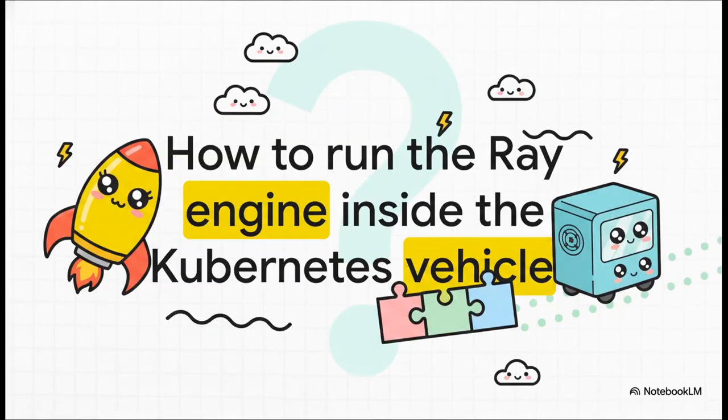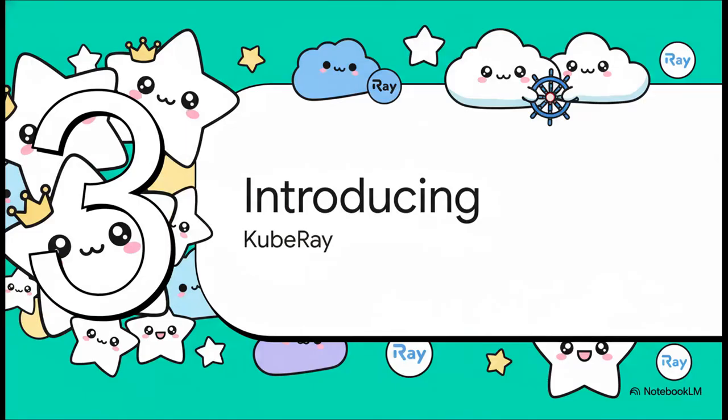And this leads us to the next critical question. If Ray is the engine and Kubernetes is the vehicle, how do we actually connect them? How do we get these two super powerful systems to talk to each other without a mountain of custom scripts and configuration nightmares? Well, the answer, and the second star of our show today, is a project called KubeRay.